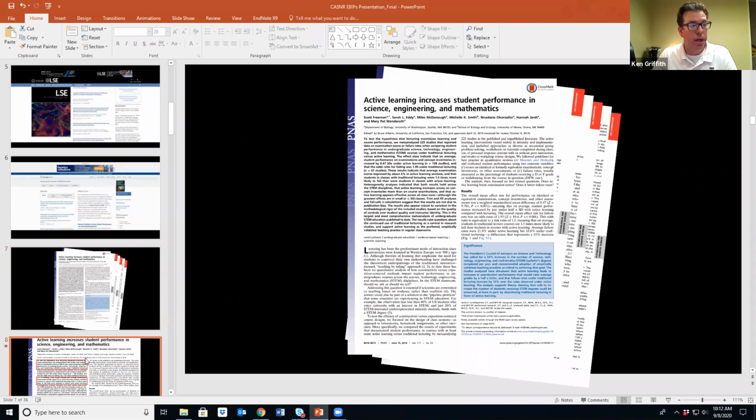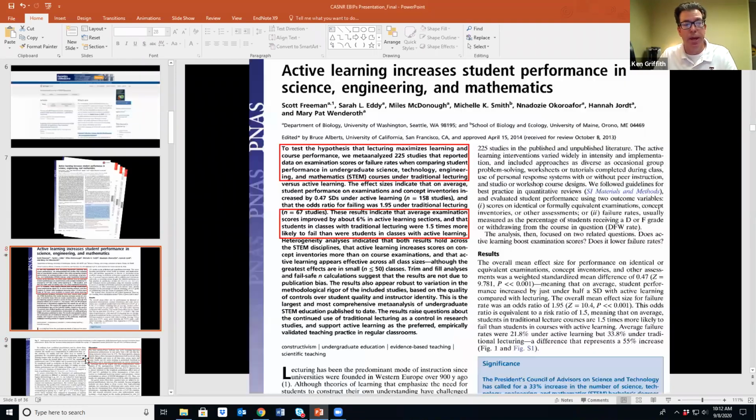So I do want to go ahead and zoom in a little bit on this first page, where I've highlighted a couple of parts of the abstract that shows that when comparing straight lecture with active learning classes, students actually perform 1.5 times better in an active learning class. Another way to put that is that students are 1.5 times more likely to fail if they're in a non-active learning class. Now, I do want to give this caveat here.